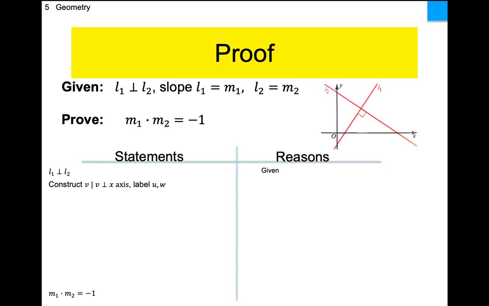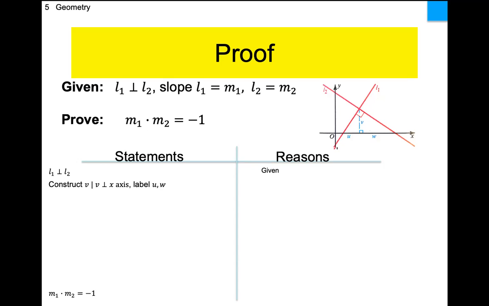I'm going to call it V. That vertical line there says construct V. That's vertical line. You read as such that. So construct V such that V is perpendicular to the x-axis, and then label sides U and W. So I'm just dropping a line straight down to the x-axis, the blue dotted line.